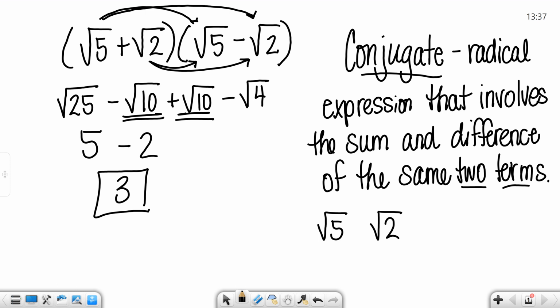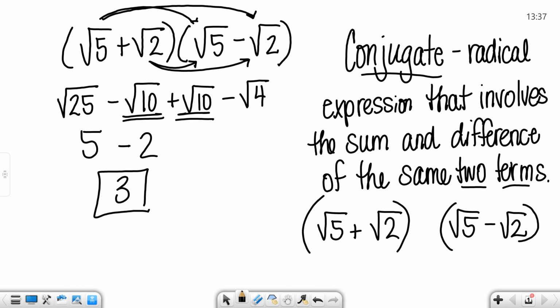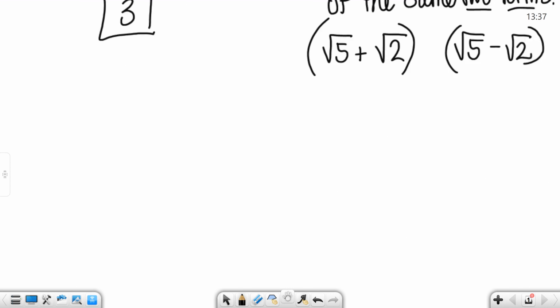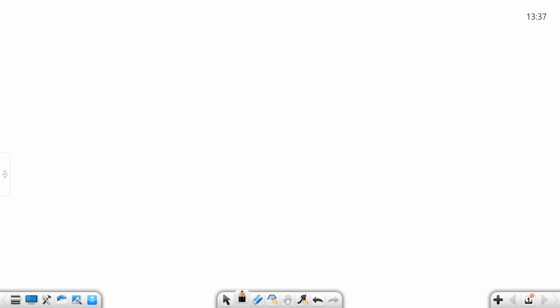I've got square root of 5 and square root of 2. Well, two expressions that involve the sum and the difference of those would be square root of 5 plus the square root of 2 and square root of 5 minus the square root of 2. These are considered conjugates of each other. Okay, now the reason that's important, we'll find that out in just a minute. For the moment, let's go on to rationalize the denominator.